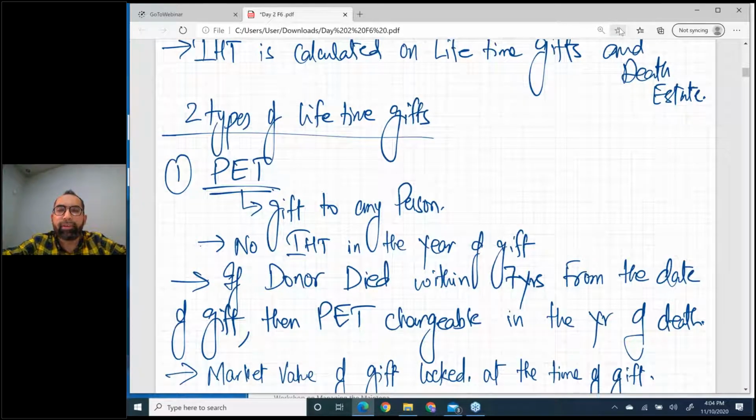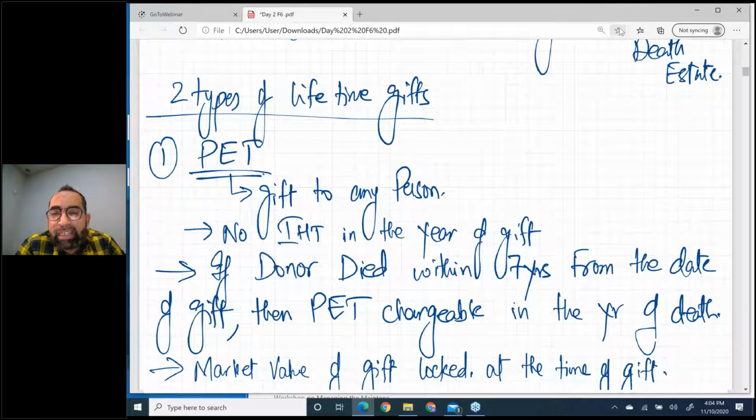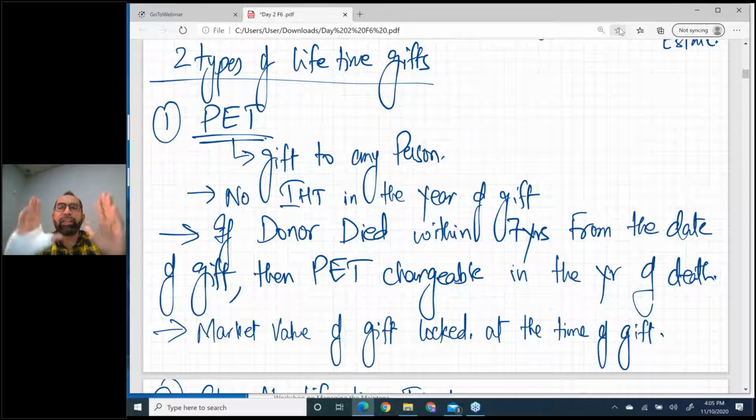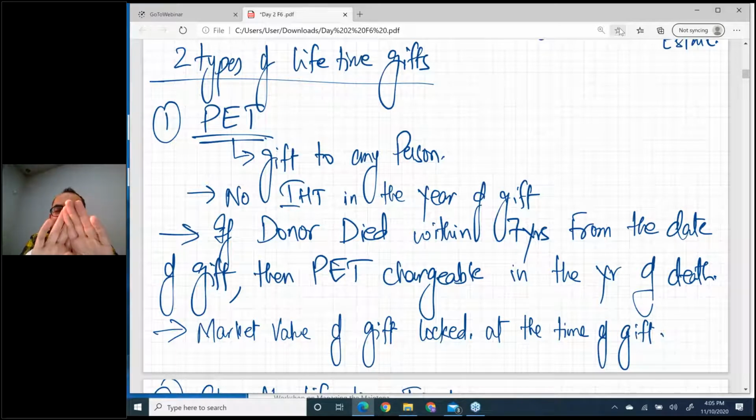The first gift we call PET, and the full form is potentially exempt transfer. Now, sir, what is a potentially exempt transfer? A gift from one person to another person is a PET, that is potentially exempt from the IHT point of view. Sir, what does it mean?